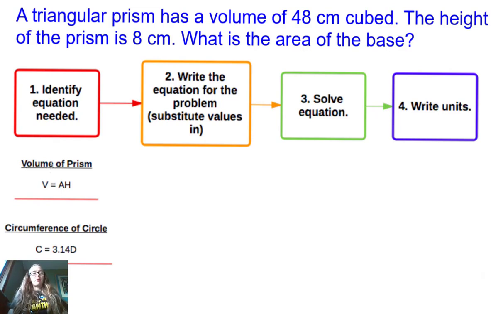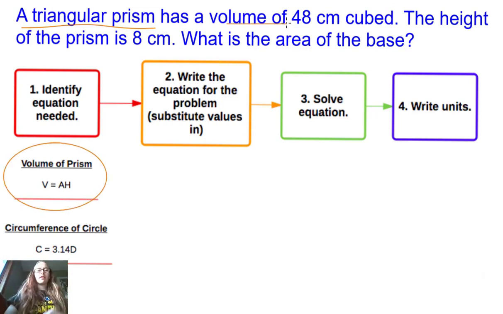Do I have the volume of a prism, or do I have the circumference of a circle? And according to our problem, I have a triangular prism and the volume. So I need to use V, the volume, equals the area of the base times the height of the prism. So the second step is write the equation for the problem.